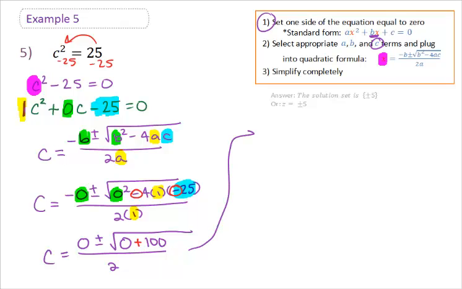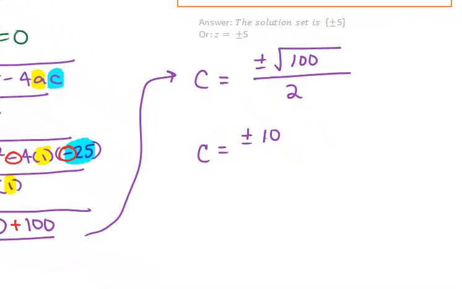So simplifying a little bit farther, I have C is equal to, I'm going to eliminate this 0 in the front because it's not needed. So all I have is plus or minus square root. 0 plus 100 gives me 100. And that's all over 2. If I simplify the square root of 100, that gives me 10. So on the top, I have plus or minus 10 divided by 2. And then last but not least, to divide these, I have C is equal to plus or minus 10 divided by 2 just gives me 5.